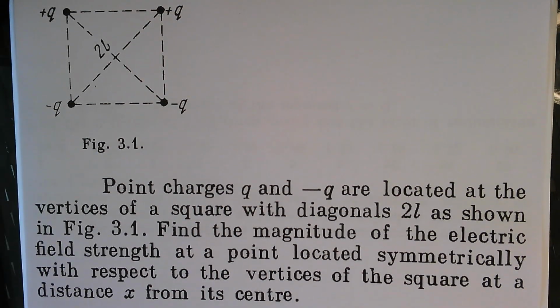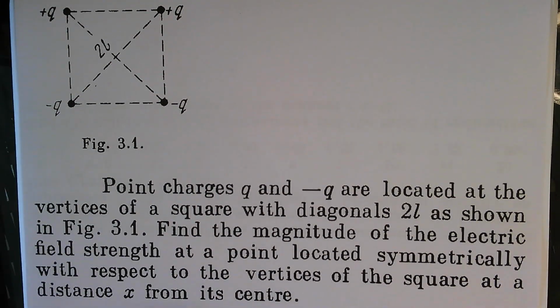Hello. In this video I'm going to be going through this problem here on electrostatics. Point charges Q and minus Q are located at the vertices of a square with diagonals 2L as shown in figure 3.1. Find the magnitude of the electric field strength at a point located symmetrically with respect to the vertices of the square at a distance x from its centre.